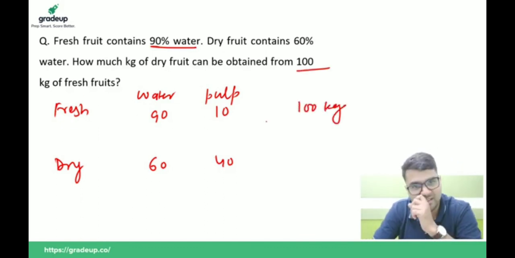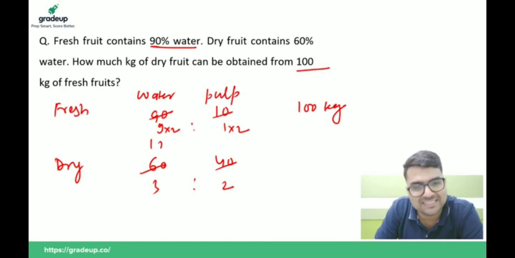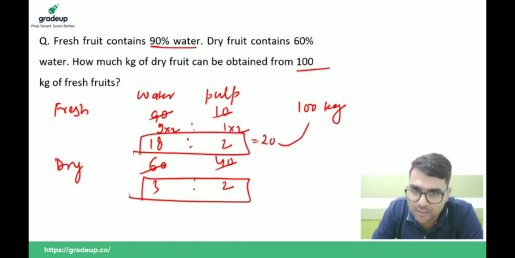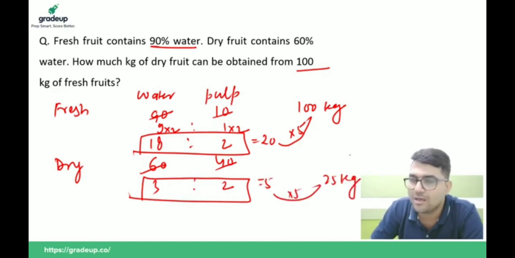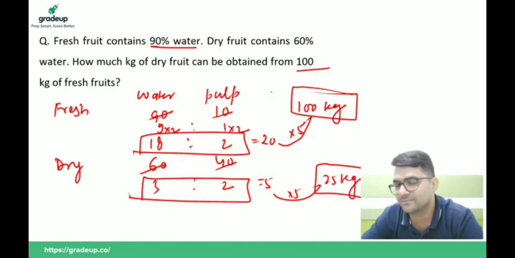Now, first of all, find the ratio. 9:1 and 3:2. The pulp should be the same, so multiply by 2 here. This is 18:2 and this is 3:2. 18 plus 2 is 20. 20 into 5 is 100. 3 to 5, 5 fives are 25 kg. That means we can obtain 25 kg dry fruits from 100 kg of fresh fruits. Yes, guys, this is the solution.